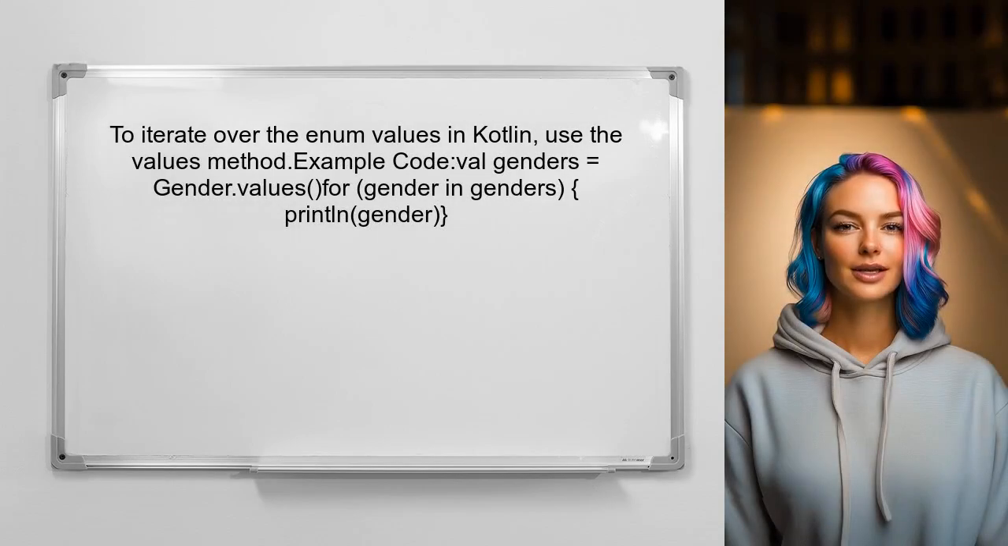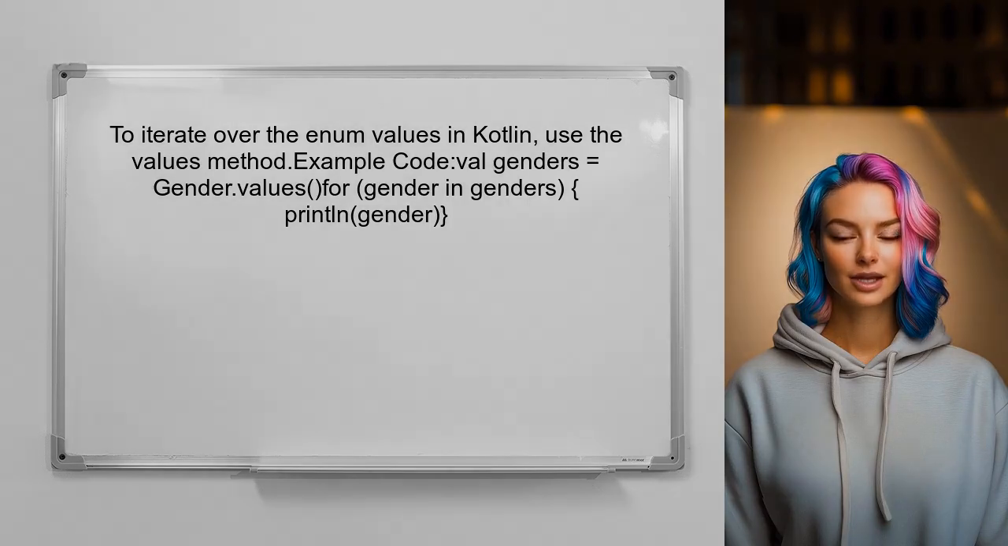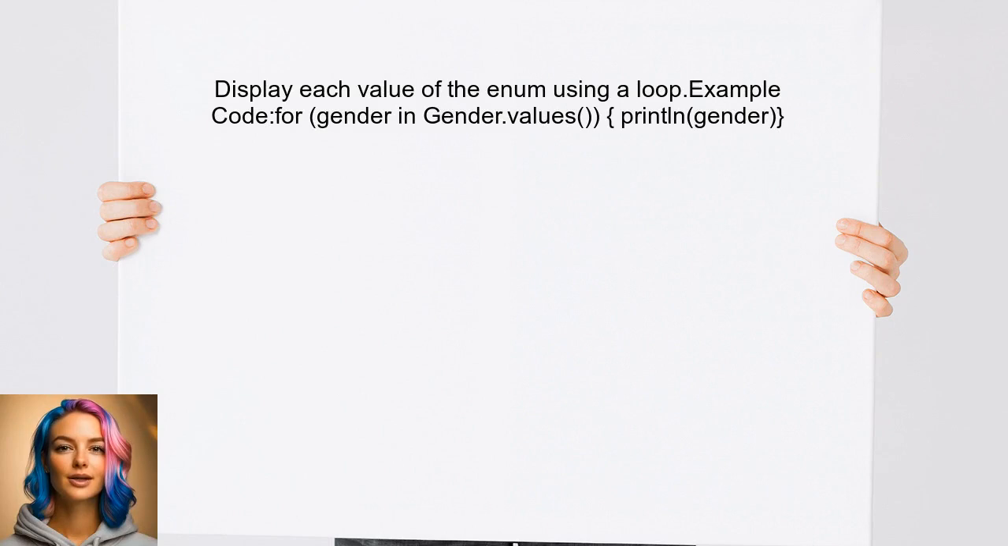even easier. To iterate over the enum values in Kotlin, the user can utilize the values method. This method returns an array of all the enum constants. Let's see how this works. Next, the user can display each value of the enum. This can be done using a simple loop that prints each gender to the console.